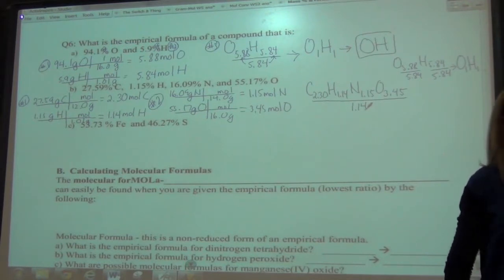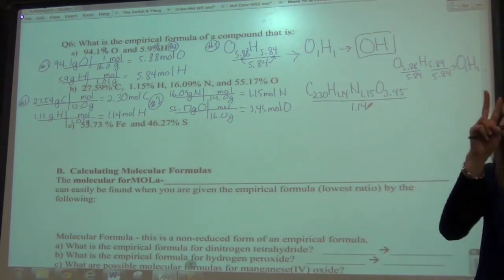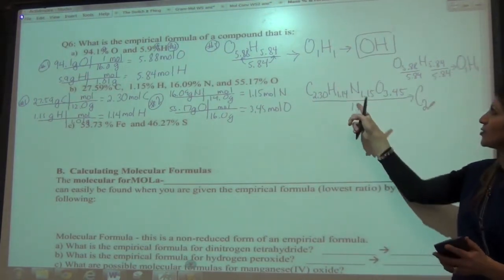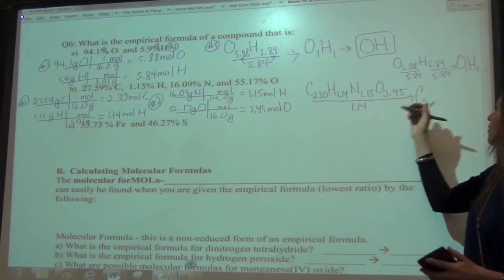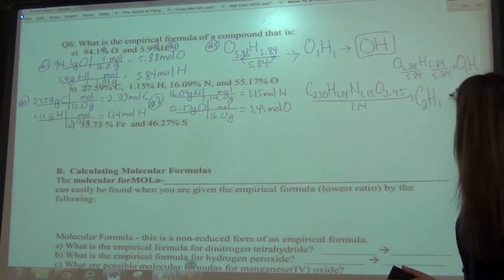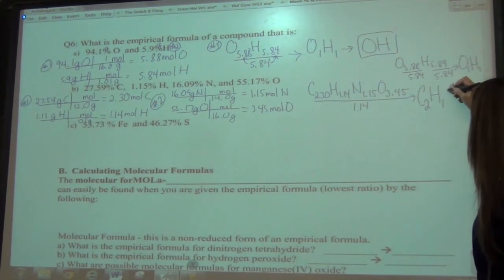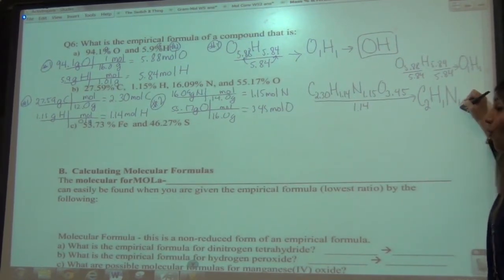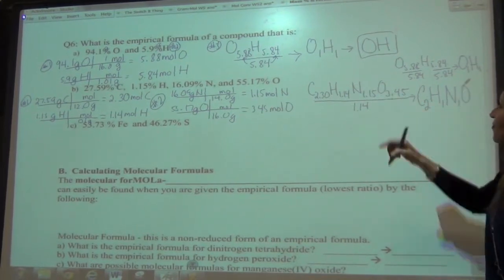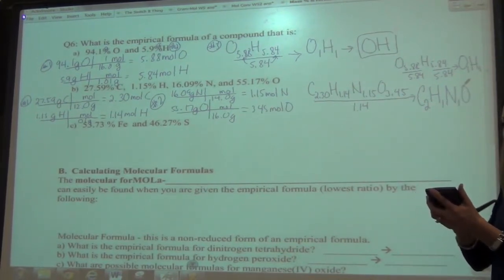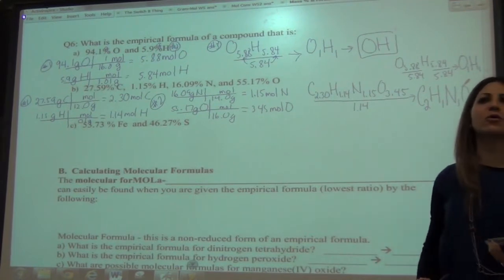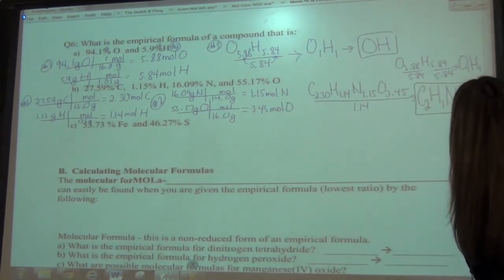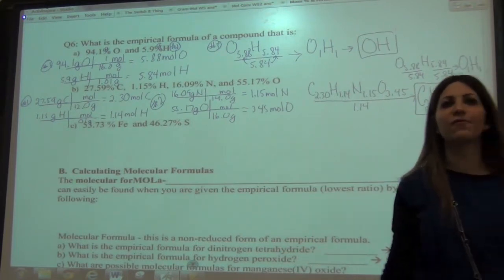2.02, which is basically what? 2. So that means that it's C2. Okay, what's 1.14 divided by 1.14? 1. H1. All right, and then we have the N, 1.15 divided by 1.14, which is just basically 1. And then O, 3.45 divided by 1.14, I get 3.03, which is basically what? 3. This is called your empirical formula.